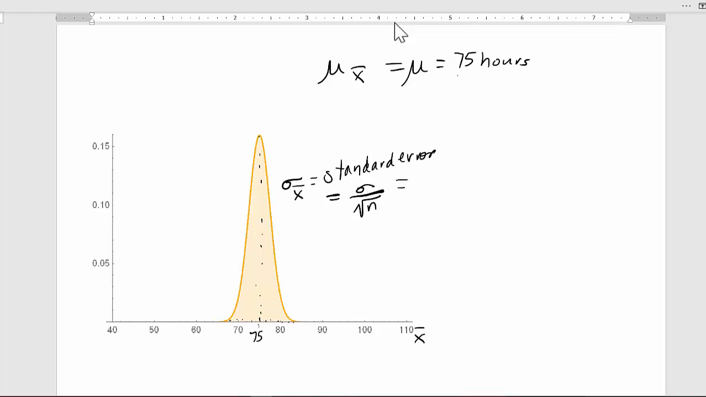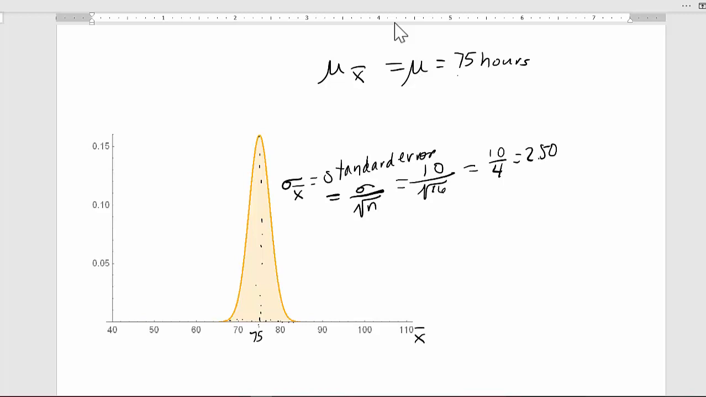For this particular example, our standard error is 10 divided by the square root of 16. In other words, our standard deviation for this sampling distribution, our standard deviation for the spread of the means, is 10 divided by 4, or 2.50.